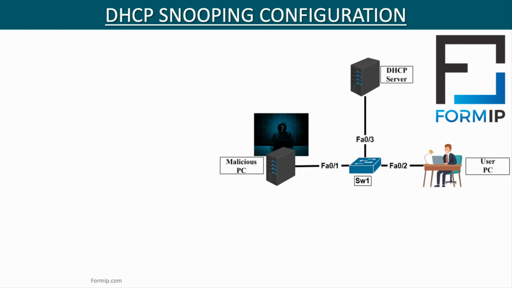We will now move on to its configuration. To put it simply, we will base ourselves on this type of topology. The FastEthernet 0/2 interface is connected to the client that wants to obtain an IP address from the DHCP server connected to it on the 0/3 interface. The attacker, who executes a fake DHCP, positions himself on the 0/1 interface. We'll see how to stop it.